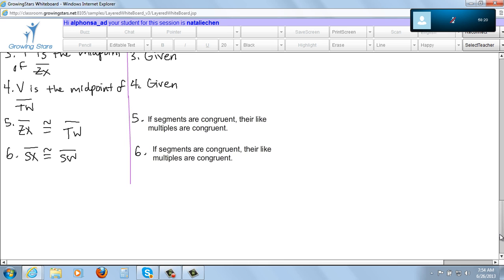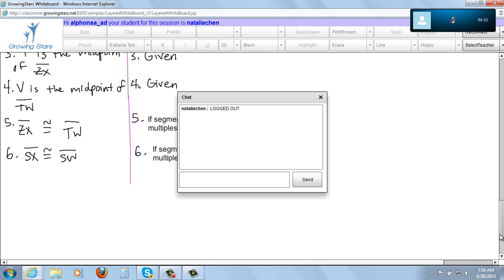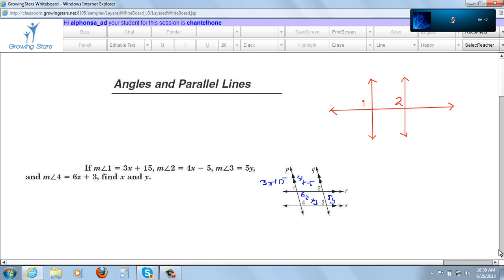They are corresponding. Correct. So what is the property of corresponding? It would be 3x plus 15 equals 4x minus 5. Correct. Then connect with the next pair like that. So now you will be able to get the value of x, right?